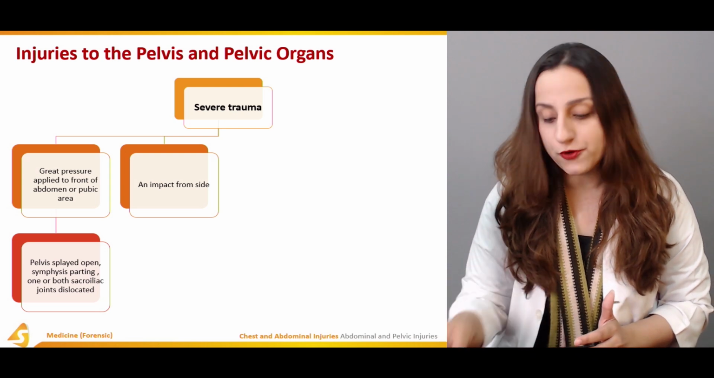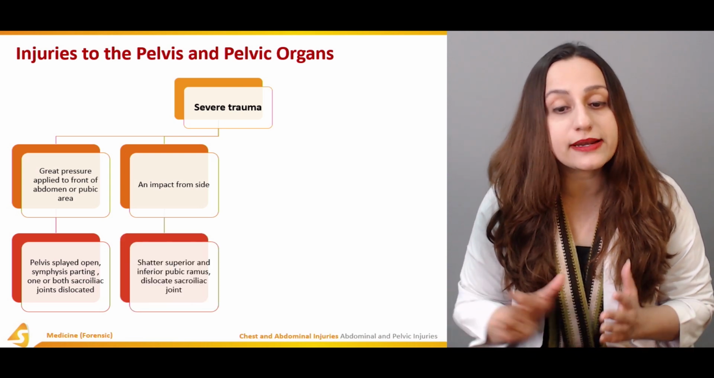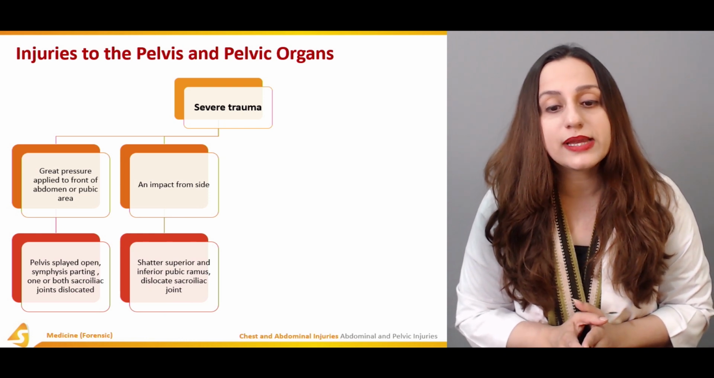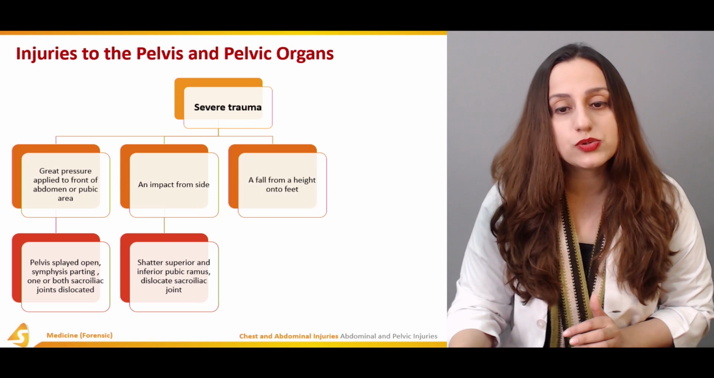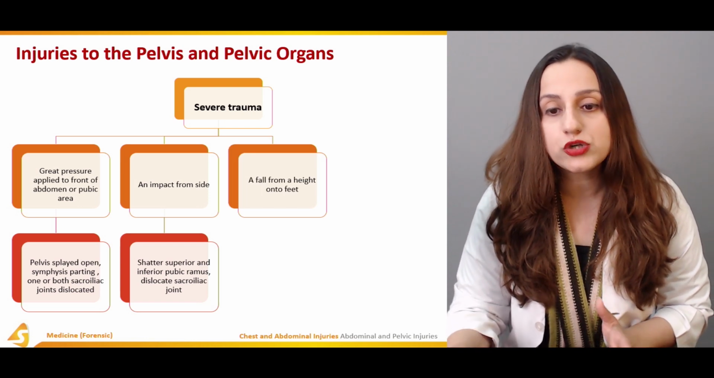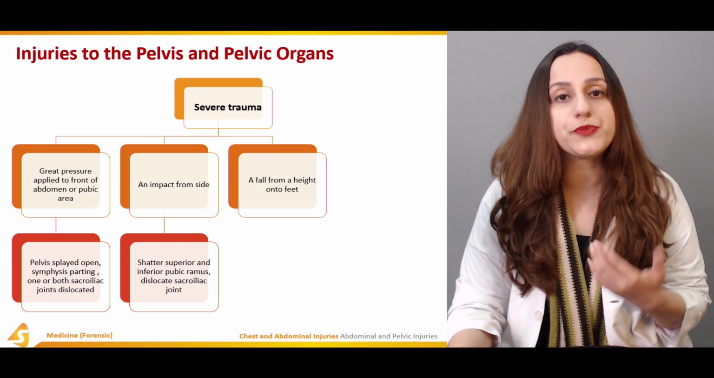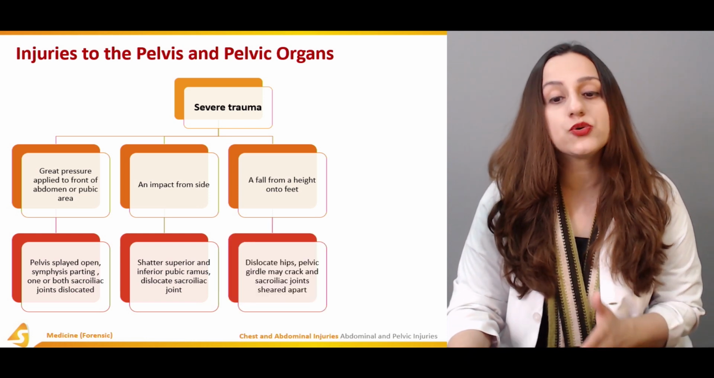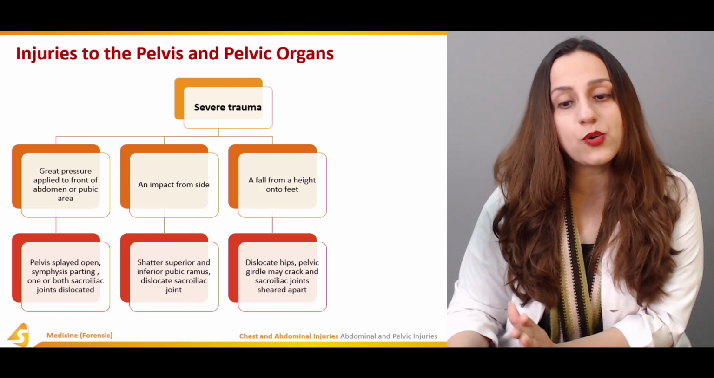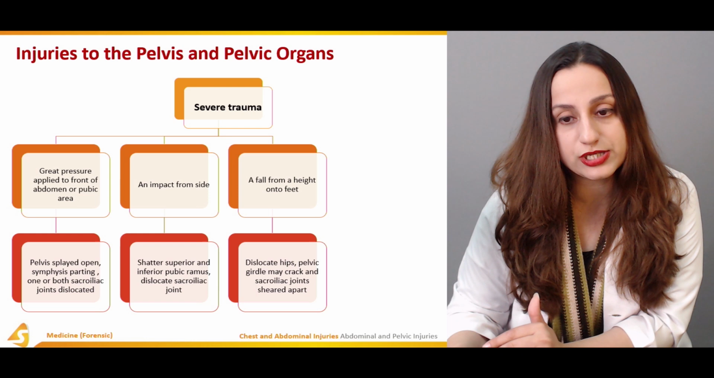Now, the impact from the side is basically going to shatter the superior and the inferior pubic rami and dislocate the sacroiliac joints. So this is basically an impact from the side. Now, a fall from a height onto feet is again going to put pressure on the pelvis, and it is going to dislocate the hips, the pelvic girdle may crack, and the sacroiliac joints are sheared apart in such cases.